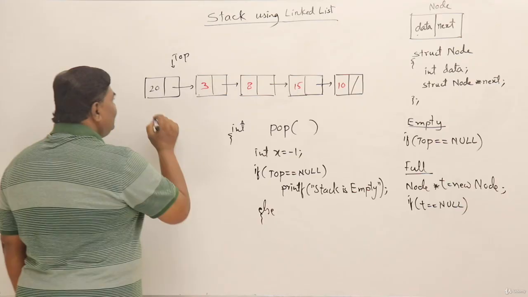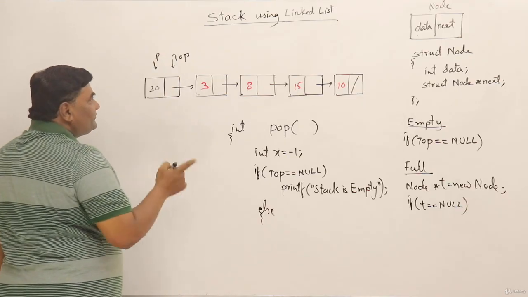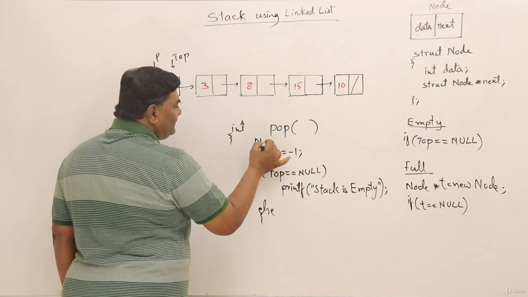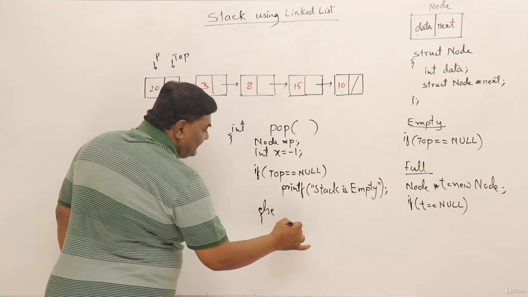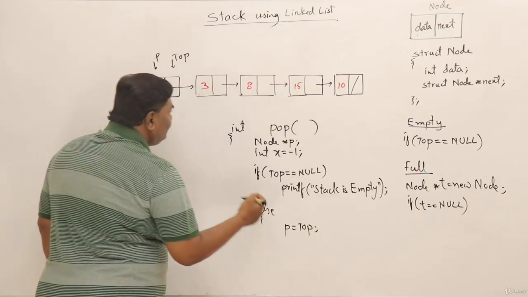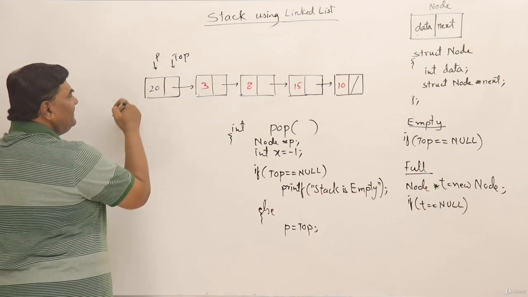Else. Now for deletion, I should have a pointer, some pointer here. Let us call that pointer p. So I will declare a pointer also here, node star p. Then p assign top. So p should be pointing on first node. So p or t, anything you can take. I am usually taking p here.